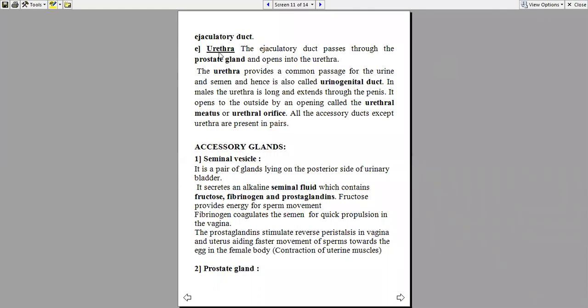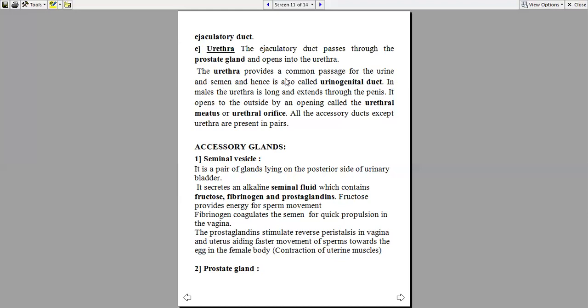Next part is the urethra. The ejaculatory duct, you know, passes through the prostate gland and opens into the urethra. The urethra provides a common passage. Now here is a very important part: the urethra in males is called the urinogenital tract. The reason is that it provides a common passage for the urine and semen.